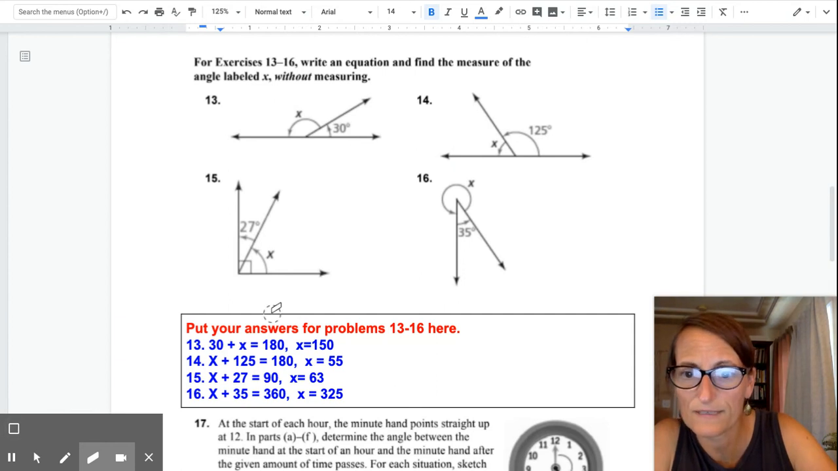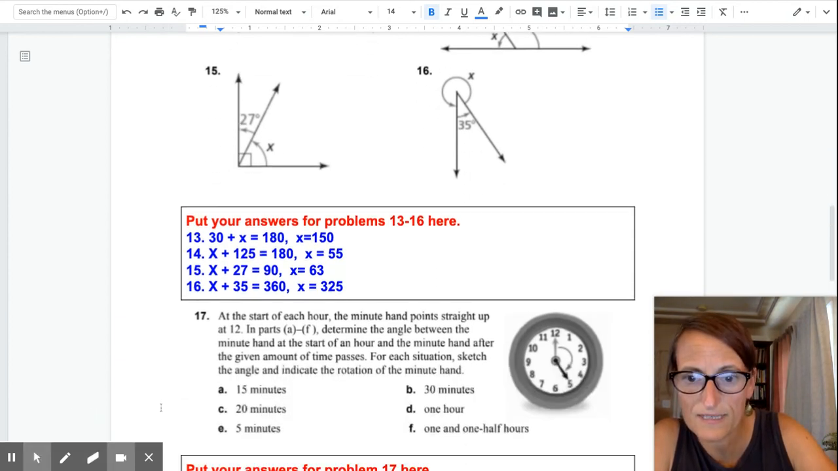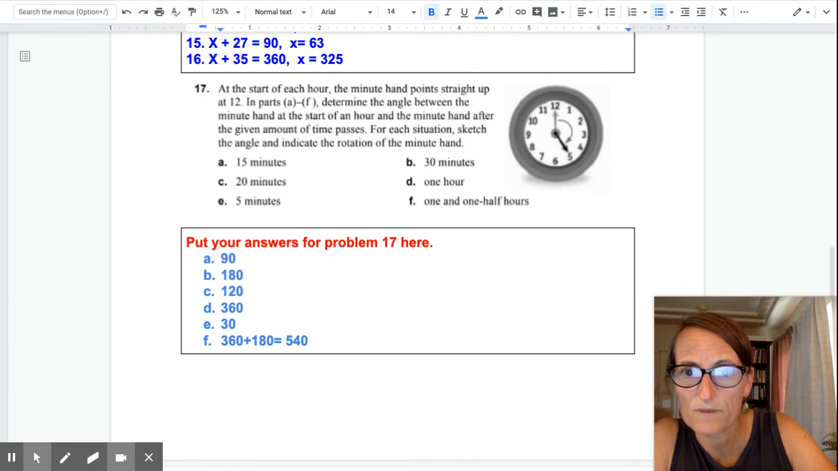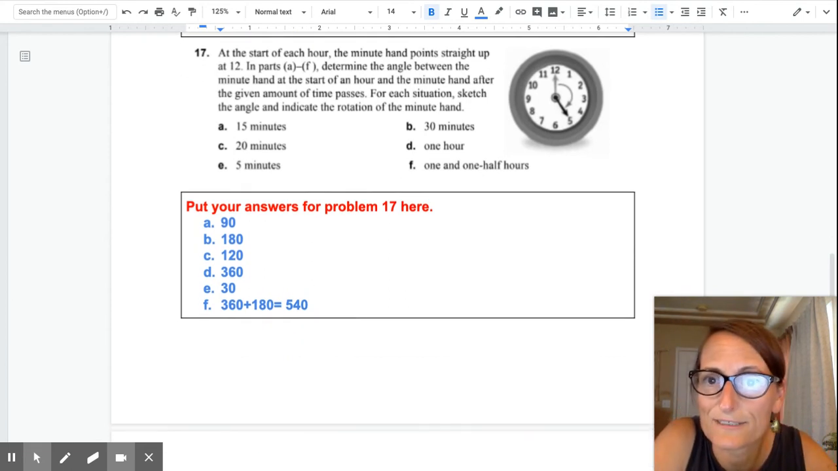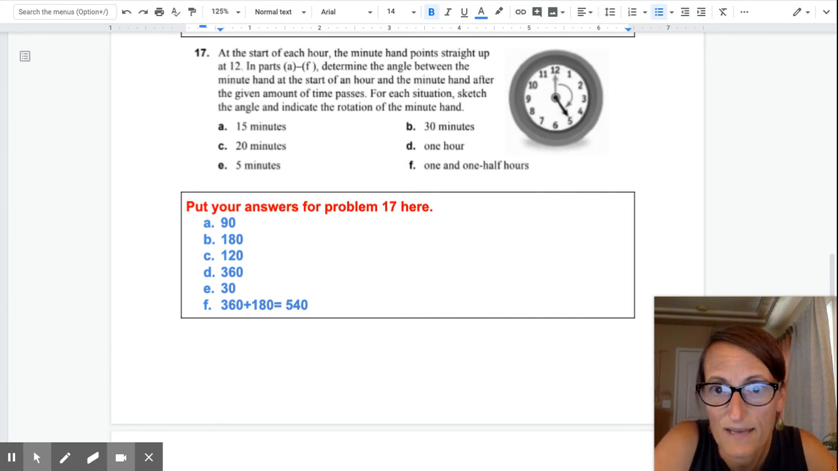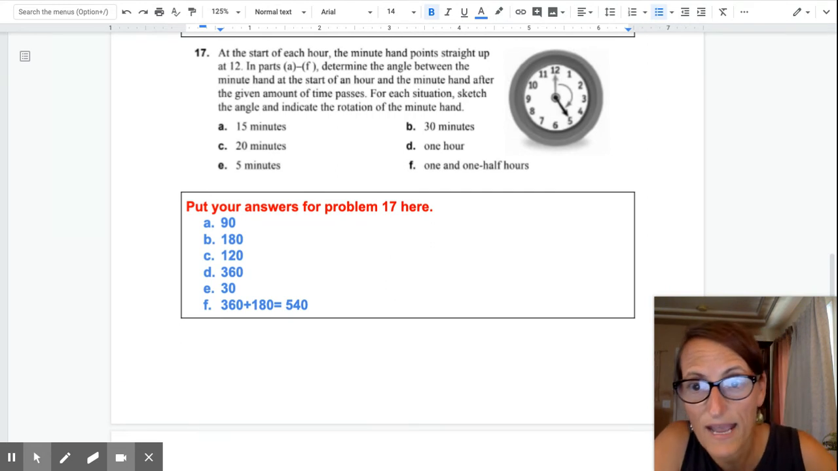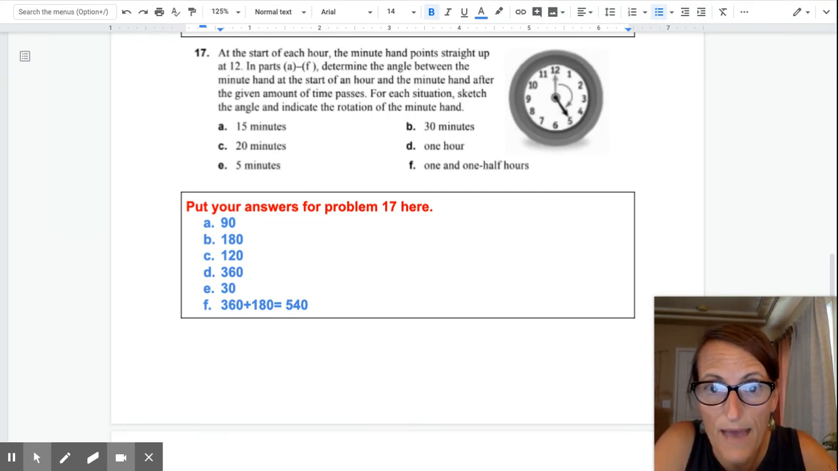Okay, moving right along here to number 17. This one, by the way, I'll give you a little hint. There's a problem like this on your first quiz, so make sure this makes sense. All right, at the start of each hour, the minute hand points straight up at 12. Determine the angle between the minute hand at the start of an hour and the minute hand after the given amount of time passes.